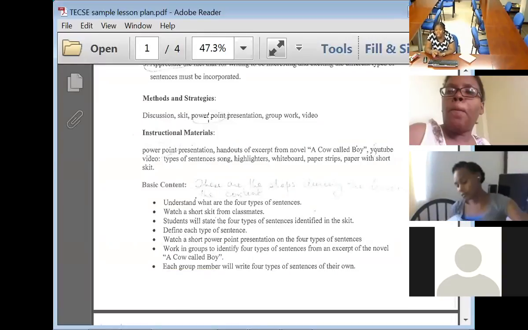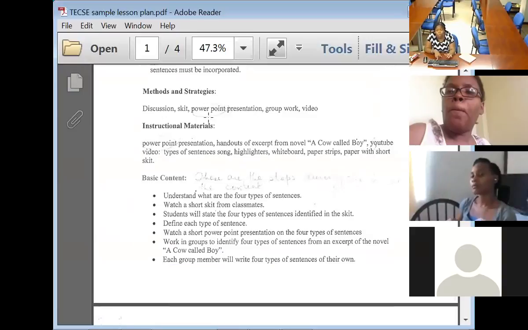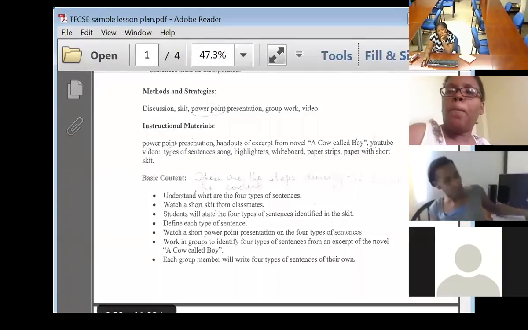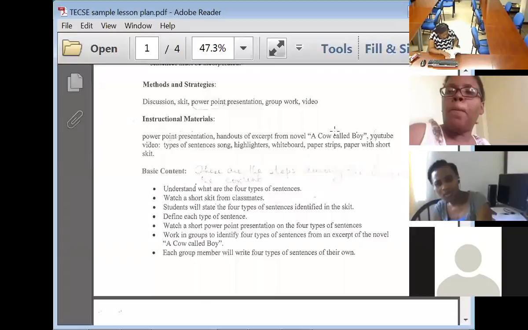Handouts of excerpt from novel A Cow Called Boy. I don't know if you're familiar with it, but it is, oh, you are, wonderful. So what textile principle would A Cow Called Boy take into account? Oh boy. Sorry, what's the question? What textile principle would A Cow Called Boy take into account? A cow called boy? Yeah. Oh, the use of literature. Yeah. Is the use of literature a textile principle? No, it's not.